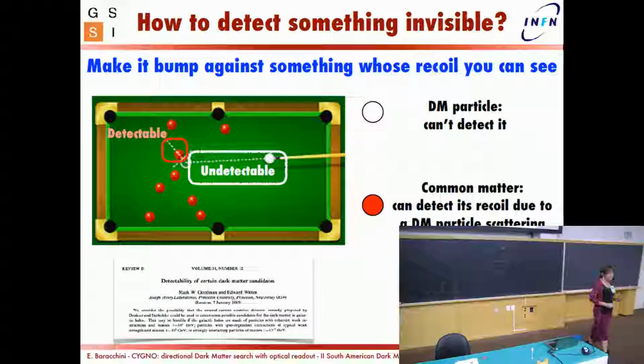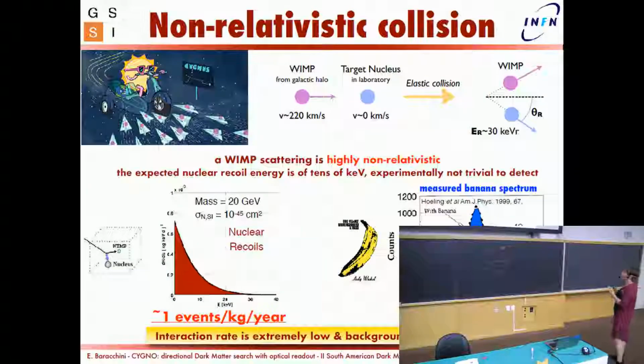So again, very quickly, how do we do direct dark matter search? We cannot see dark matter, so we make it bump against something that is detectable, like playing with pool. And what we actually see is what is recoiling. Challenging from this point of view is that this is a highly non-relativistic collision, and so the expected nuclear recoil energy that you're going to see is very low, and this is the reason why it's certainly not trivial to do direct dark matter searches.